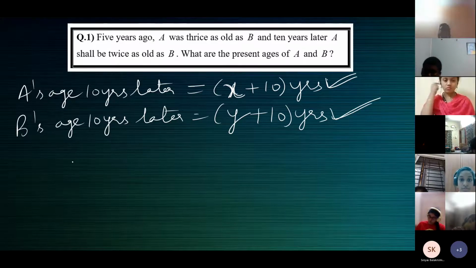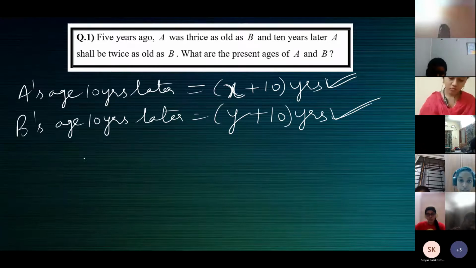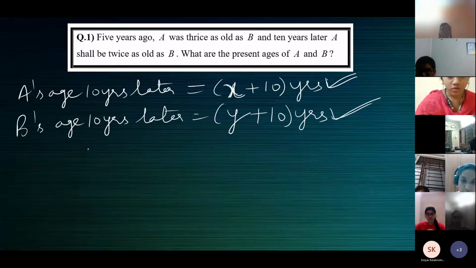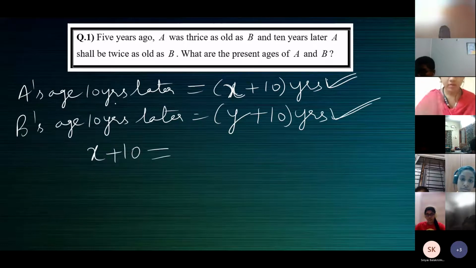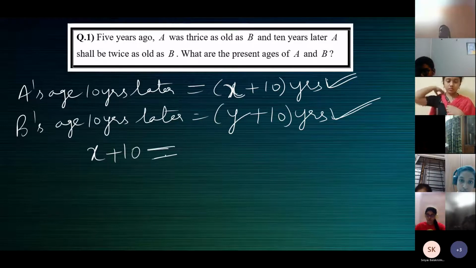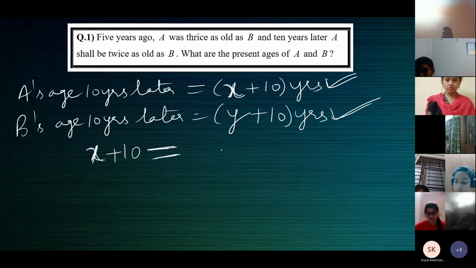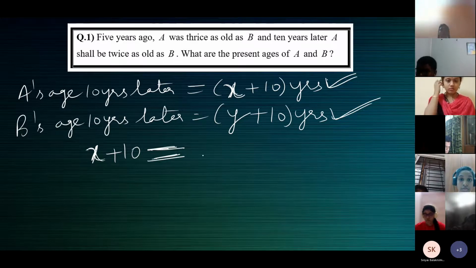A shall be. So what should I write? Now class, you can tell me. A shall be, meaning what should I write? x plus 10. Shall be means equal to. A is x plus 10, because why x plus 10? 10 years later. So A's age, x plus 10, shall be equal to twice as old as B.